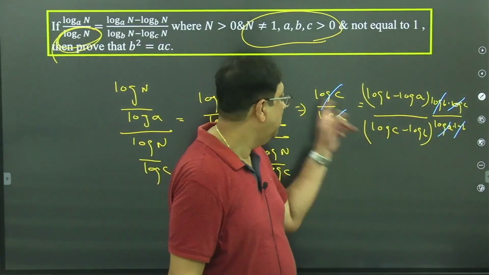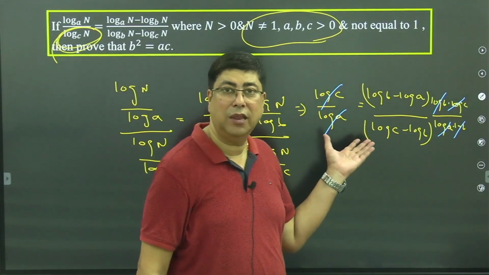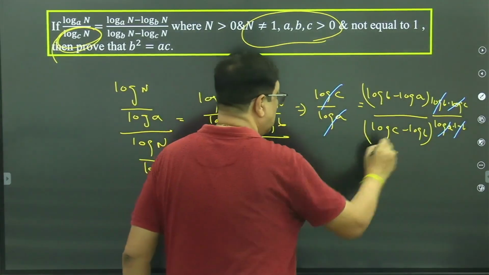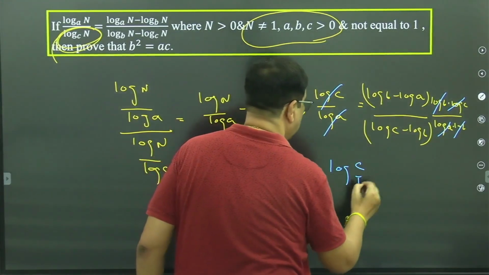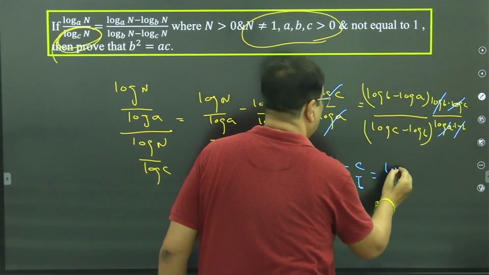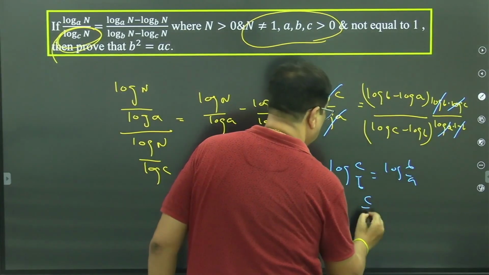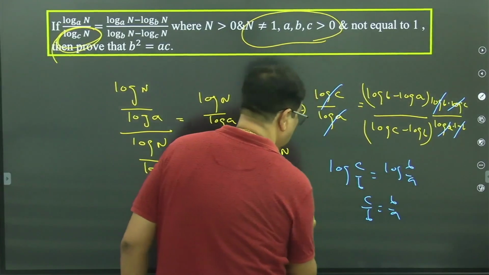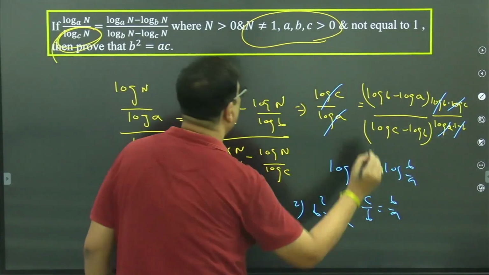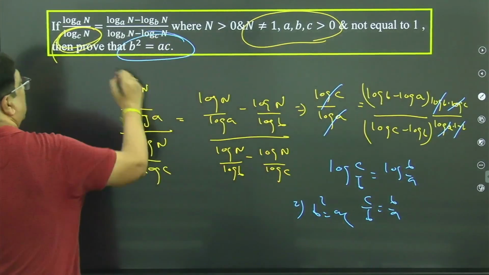Okay, so I am cross multiplying because it is an equality sign. We can cross multiply: log c minus log b, log c by b equal to log b minus log a, log b by a. So c by b equal to b by a. Therefore b square equal to ac and over. Proved.